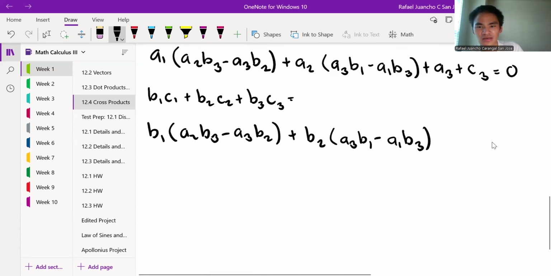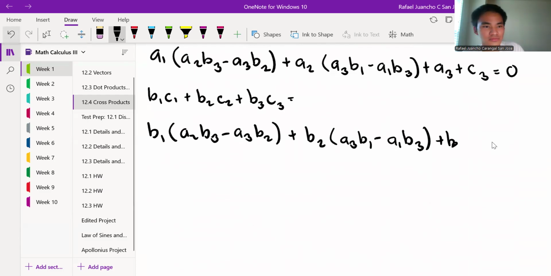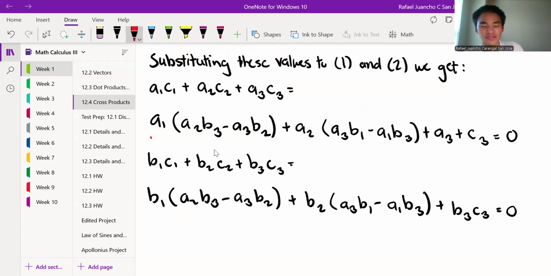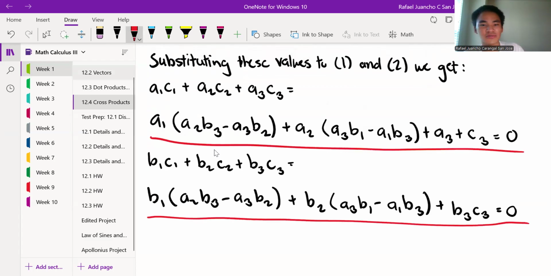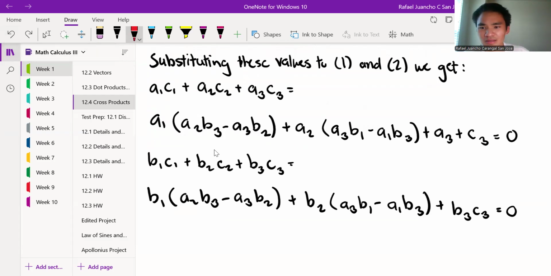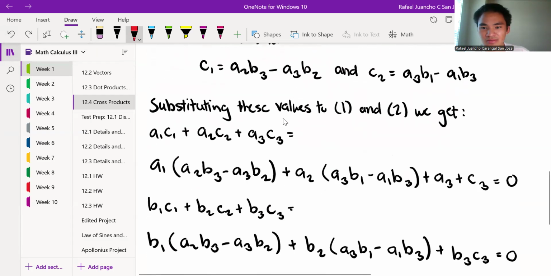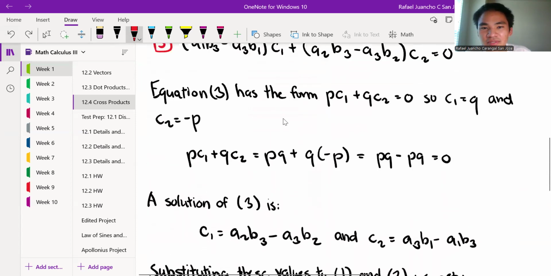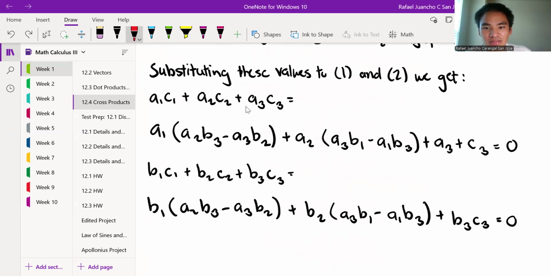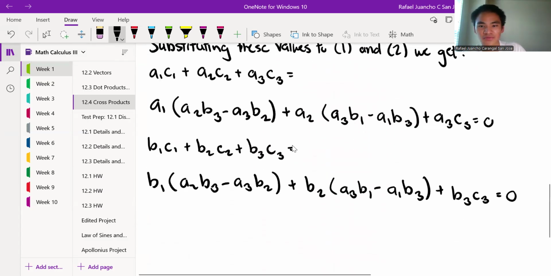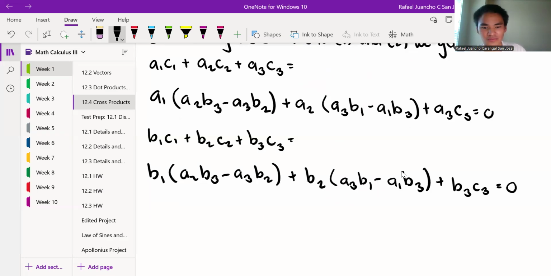Great. And then B3, C3, which is also equal to 0. So since both of these are equal to 0, we can actually equate them to each other, right? We can do that. Plus A3, C3. So once we equate these to each other, we will actually get a value for C3.